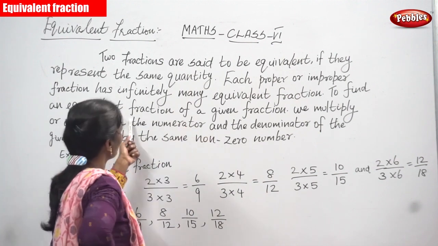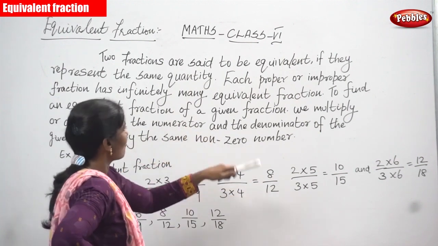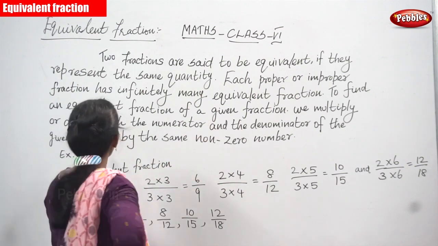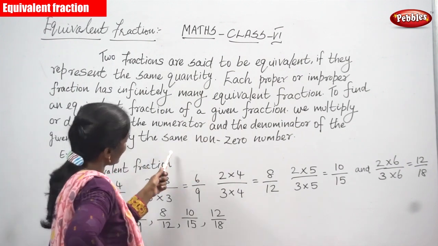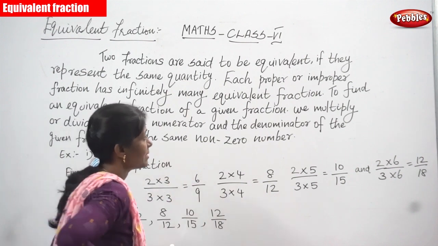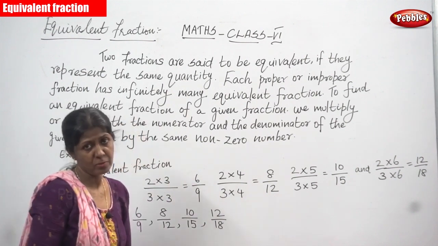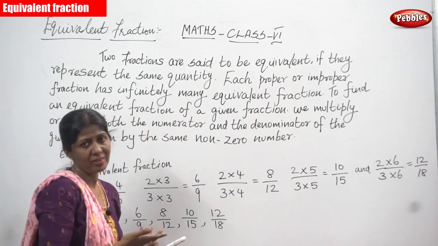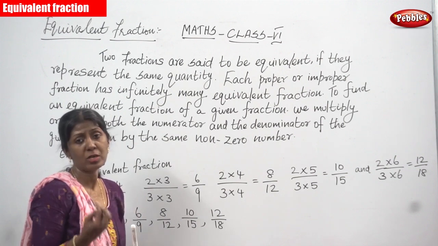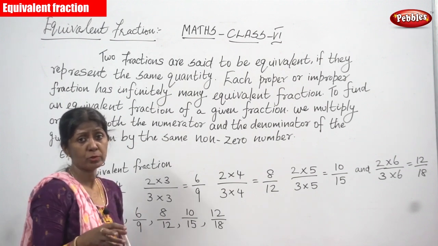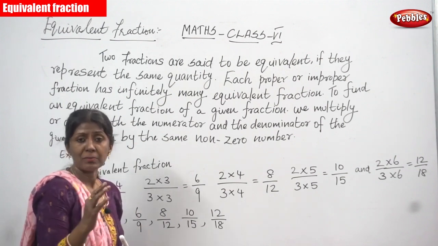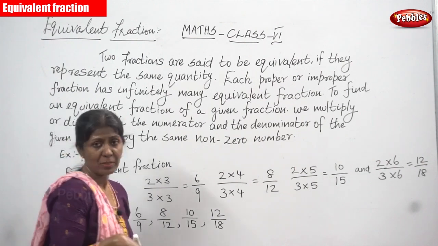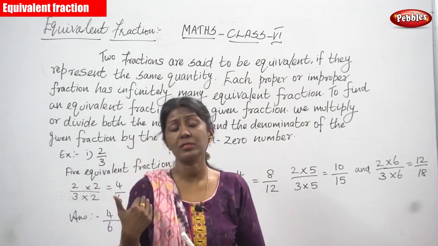To find an equivalent fraction of a given fraction, we multiply or divide both the numerator and the denominator of the given fraction by the same non-zero number. That means if you want to find the equivalent fraction, whatever fraction you have taken, maybe a proper fraction or improper fraction, you have to multiply both the denominator as well as the numerator by the same number.